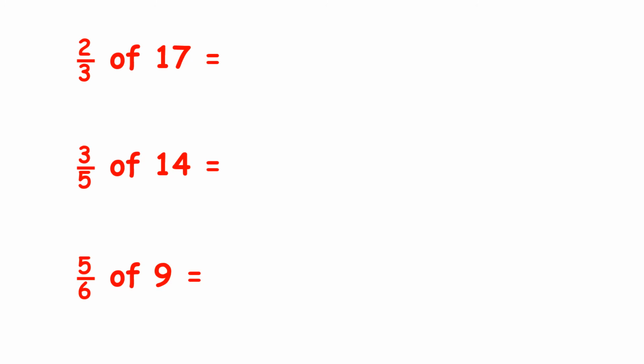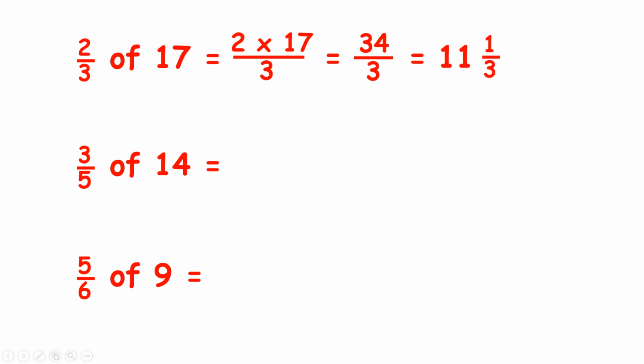Now you might want to pause the video and see if you can work out these. To find 2/3 of 17, let's do 2 times 17 and then divide our answer by 3. Now 2 times 17 is 34, and 34 divided by 3 is 11 remainder 1, so as a fraction it is 11 1/3.